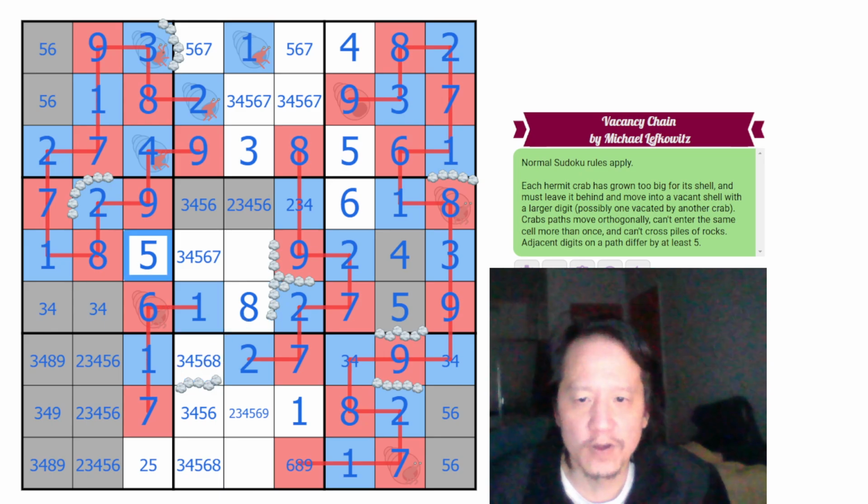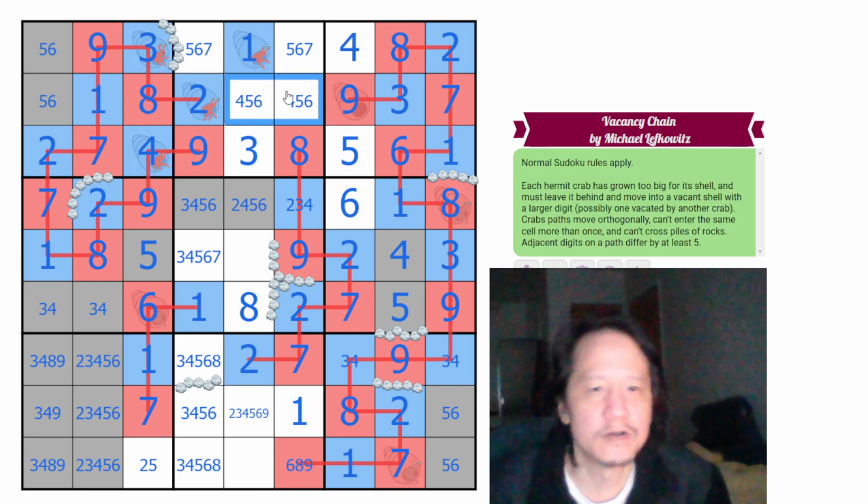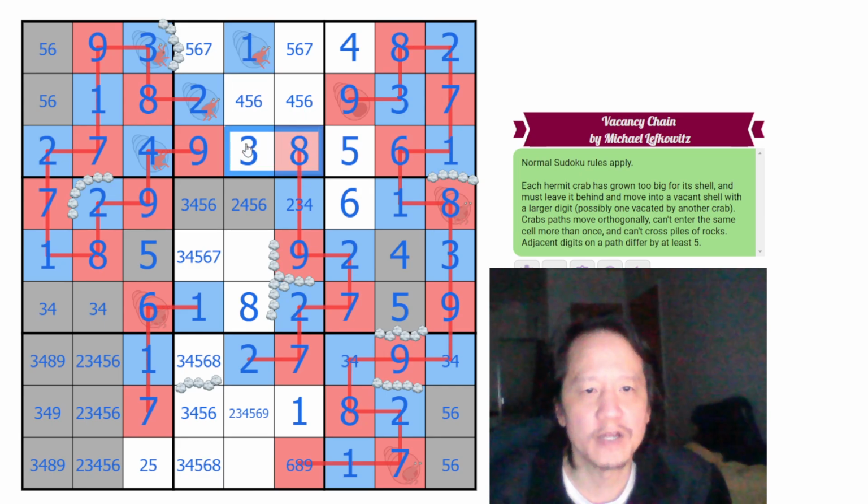This can't be 5, so it can't... This is a 5, so it can't be on the line. There is no 3 here. There's no 3 or 7 here. This is 4 with 5 or 6, so it cannot go up. This one has to go sideways. So it has to go here.